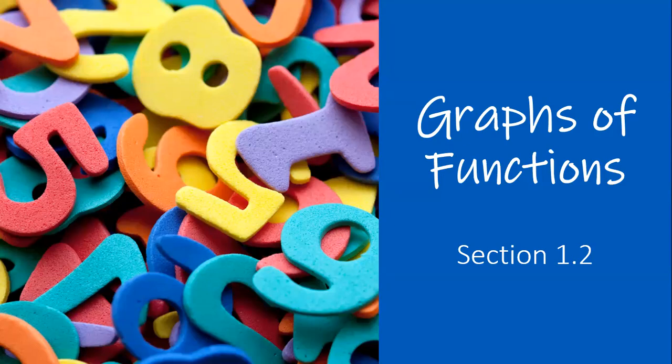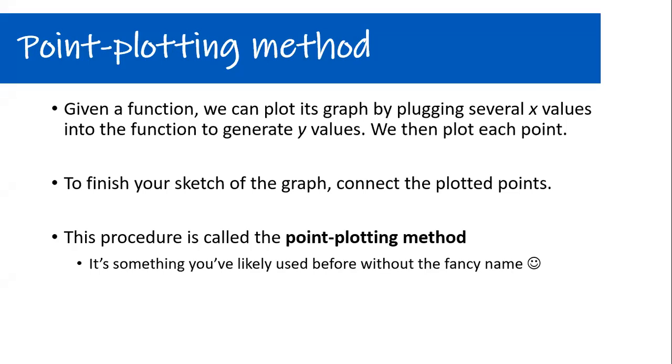Okay, so that beautifully sets us up for the next section, which is graphs of functions. Take a break, get some water, do whatever you need, because now we're going to dive into this section. Okay, so given a function, you can plot its graph by plugging several x values into the function, getting the y values, and plotting each point. If you're dealing with a function, you can connect those points with a line or a curve, and you will get your complete graph. This is called the point plotting method.